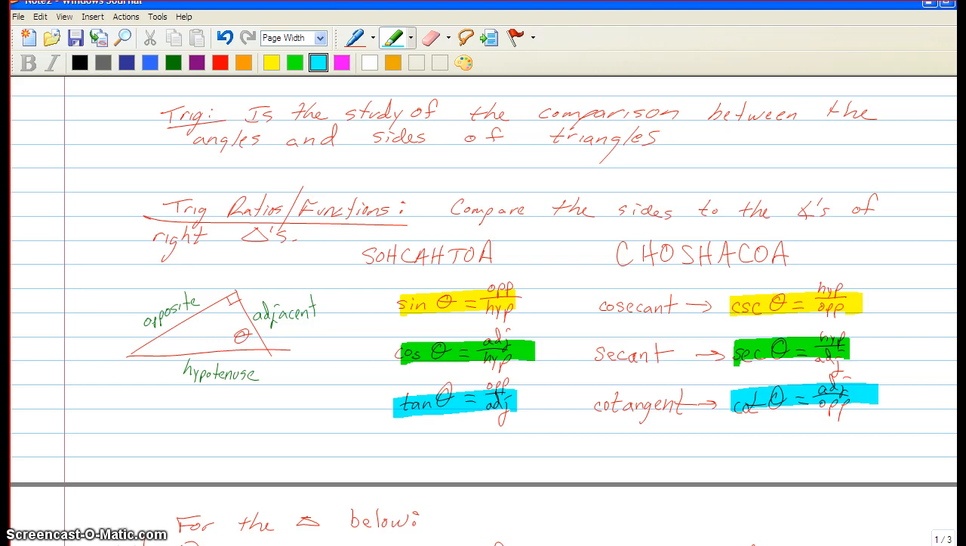Okay? Reciprocals of each other. From this, all the other stuff that we're actually doing in this chapter is going to be a derivative of those models, of those functions.